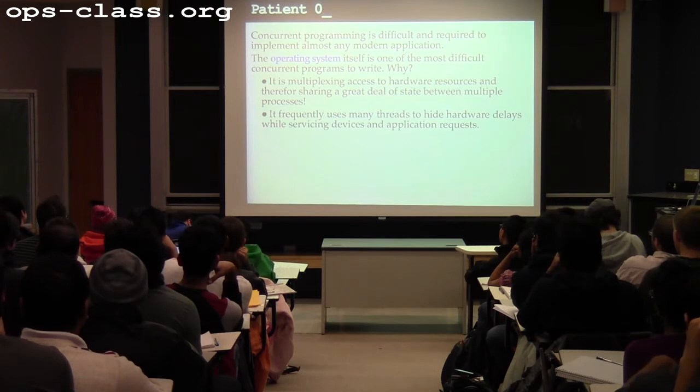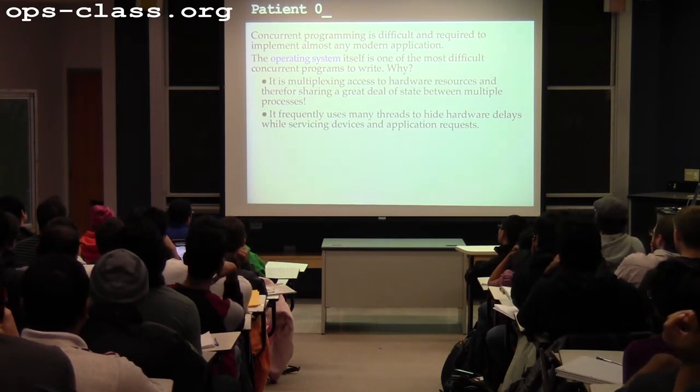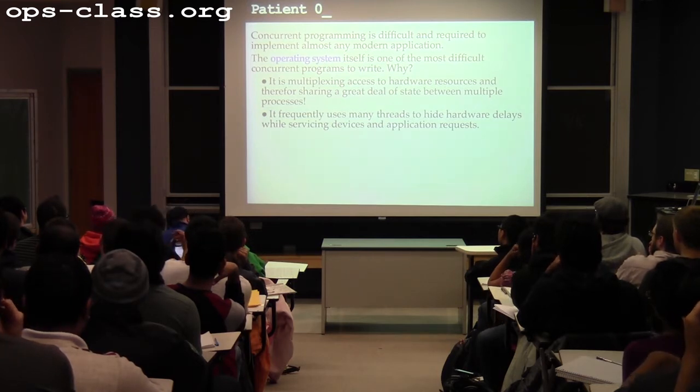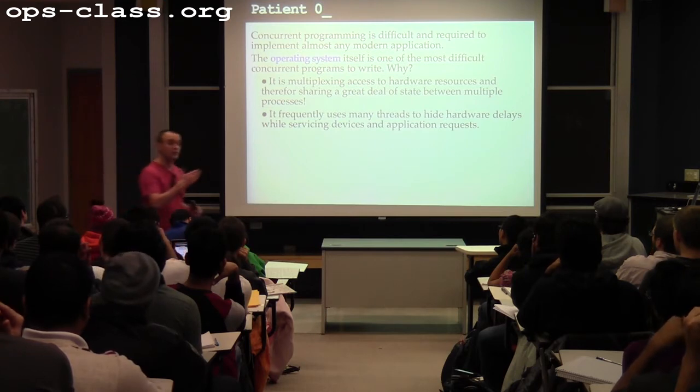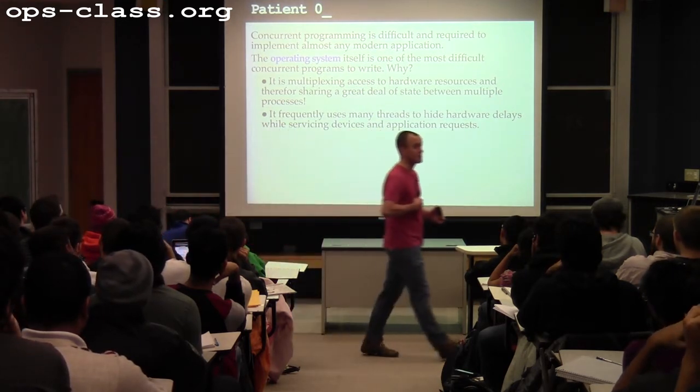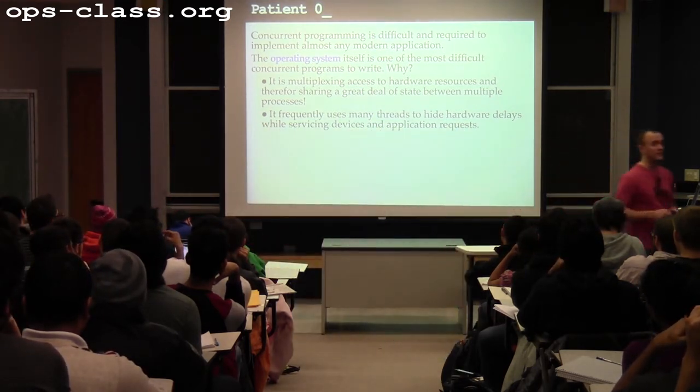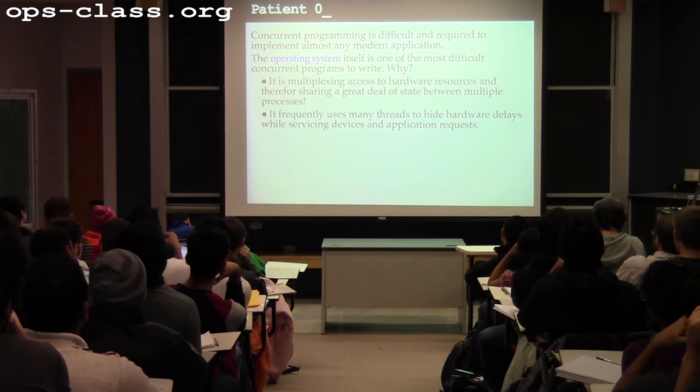Even internally, the operating system frequently uses a lot of extra threads. You can think of there being at least one thread of execution per process or per user thread going on within the operating system, but frequently there are many others as well, because there are all sorts of things the operating system is doing in the background that require their own threading and their own coordination and correctness mechanisms.